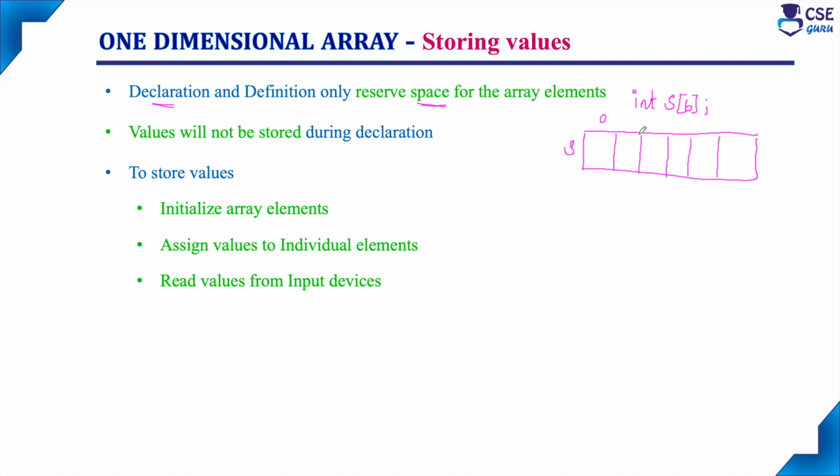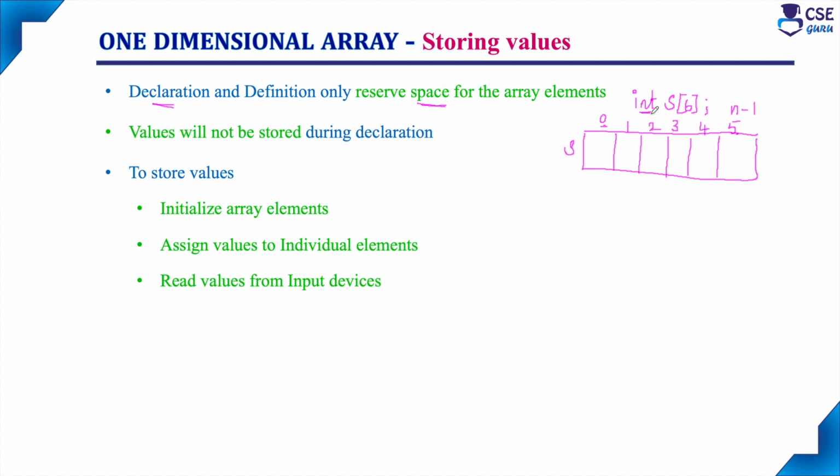Array name is s. Initial memory location is 0. This is S of 0, S of 1, S of 2, S of 3, S of 4 and S of 5. So totally 6 memory locations and starting index is 0, last index is 5. That is n minus 1. Okay. So here if you are considering totally 6 memory locations is required of integer data type.